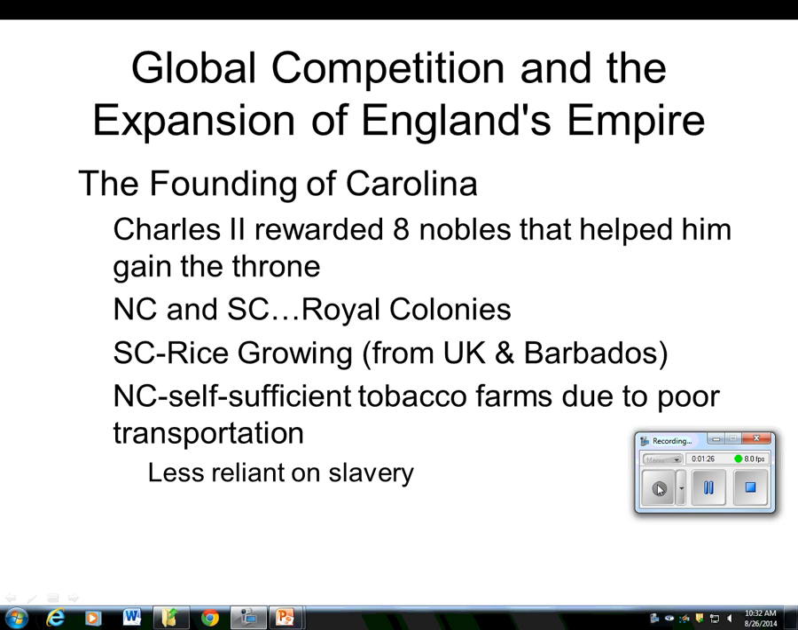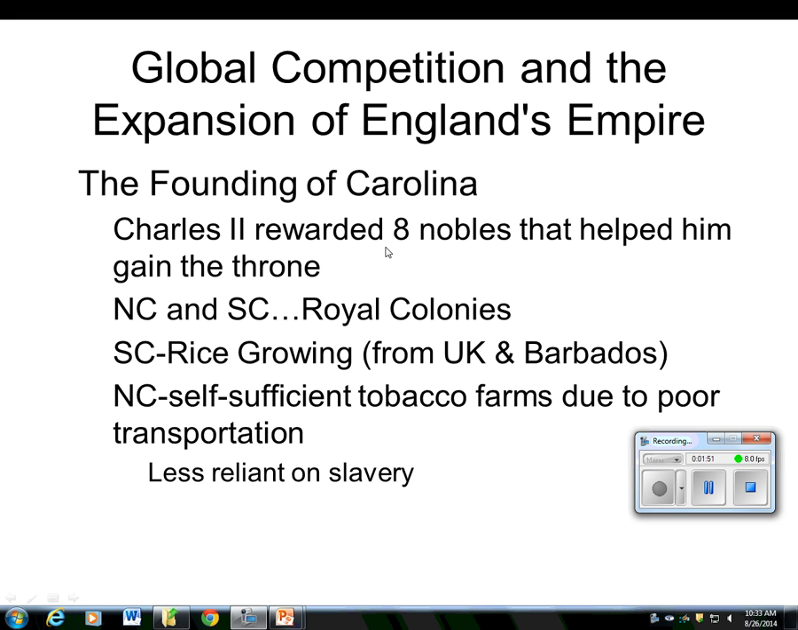Okay, so founding Carolina, both North and South Carolina were one at first, and then they split up a little bit later. But basically, Charles II, these are called the Restoration Colonies, wanted to reward the 8 nobles that helped him gain the throne during the English Revolution there in 1660. Okay, so they established North and South Carolina to be royal colonies to sort of spread the crown and basically reestablish themselves as an empire.